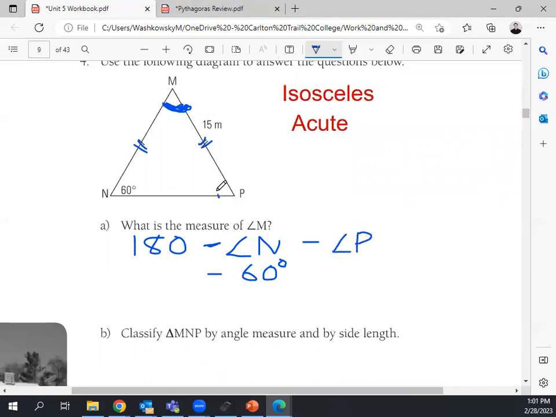Now, angle P here, that's just what I'm drawing this little bar over. It's an isosceles triangle. So whatever angle N is, that means angle P has to be that same one. So I know that one's also 60 degrees then. And if I do that, I should just get my answer. And you're absolutely correct, Kim. In this case, it's 60.